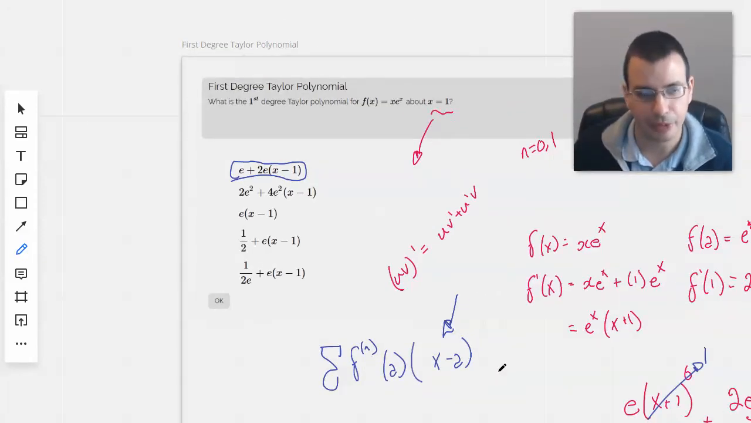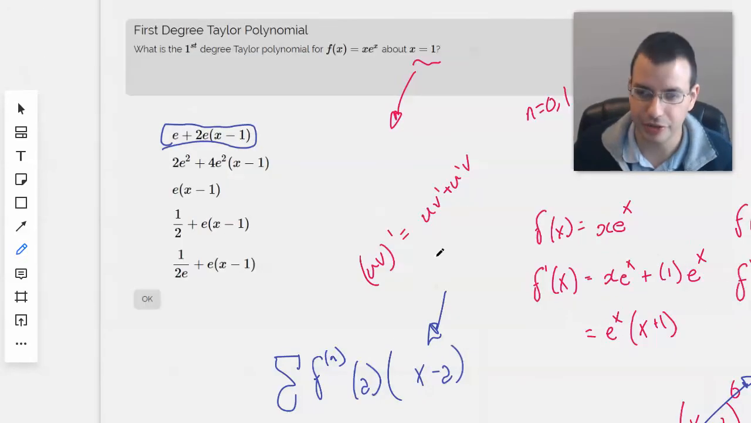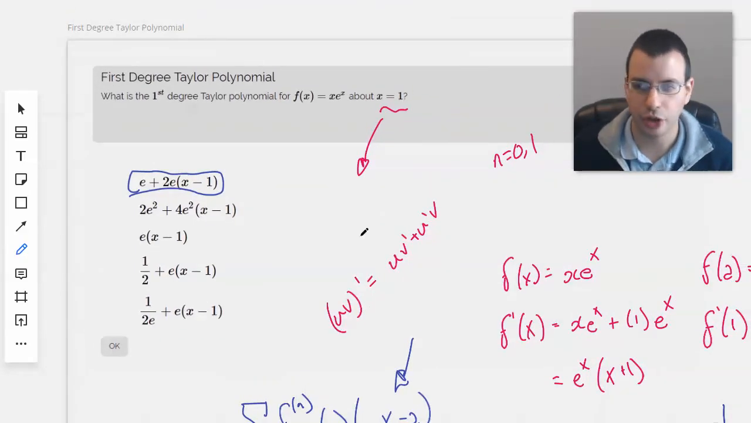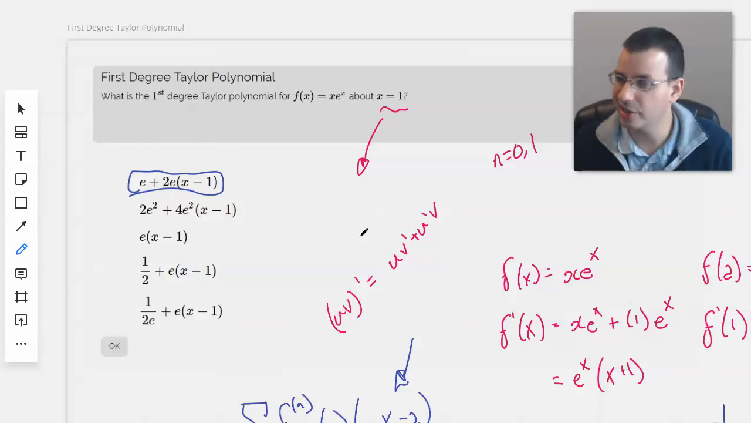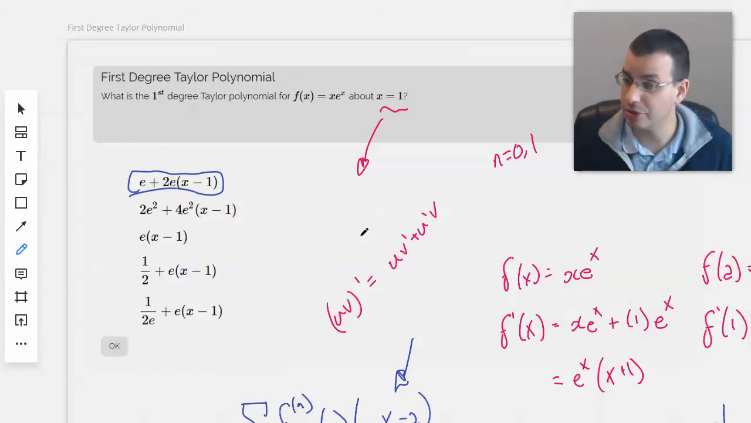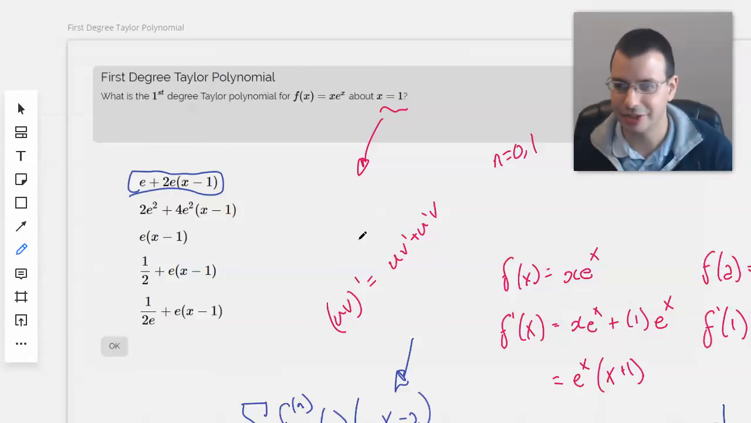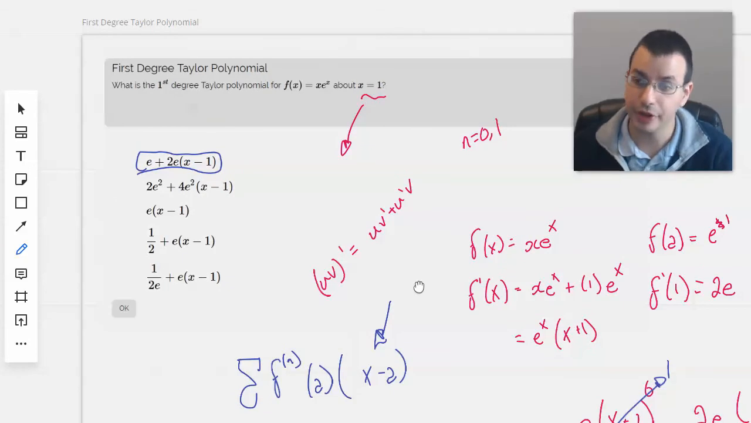The reason this one is probably only the first degree is because taking another derivative, a second derivative of this, would probably get a little bit cumbersome. So that's why when you see a multiple choice problem like this, you only have like 2 minutes, maybe 3 minutes if it's the calculator problem. But you're not going to have a lot of time. So doing a Taylor series in 2 minutes, it's pretty challenging. So that is how you do a first degree Taylor polynomial.